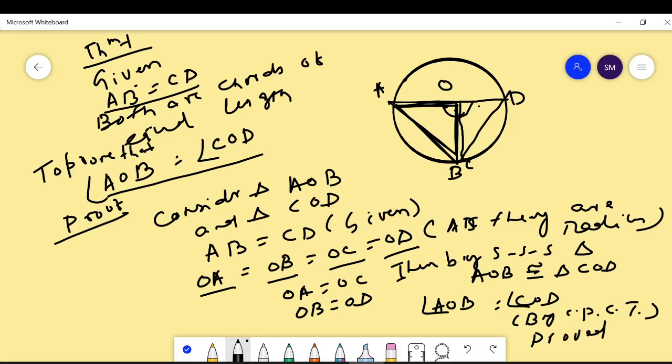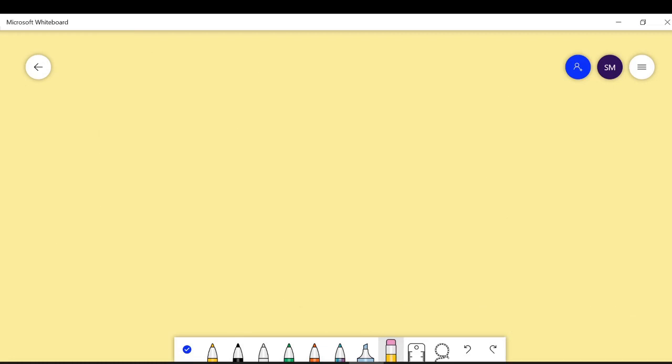Chords of equal length subtend equal angles at the center. Chords of a circle of equal length subtend equal angles at the center. A, B, C, D are chords of the same equal length, then they subtend equal angles at the center. Then next, the next theorem is the vice versa.